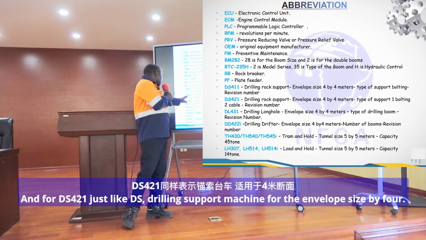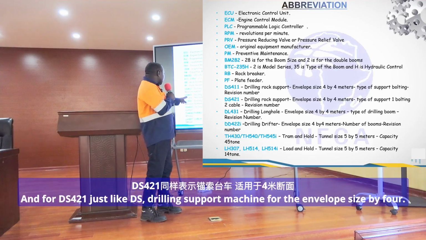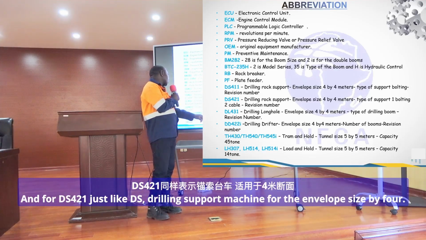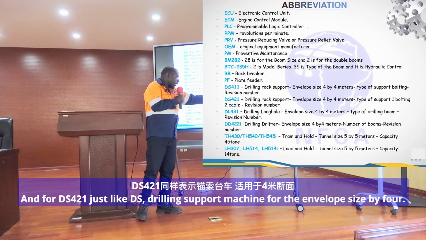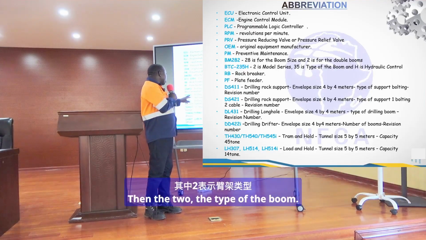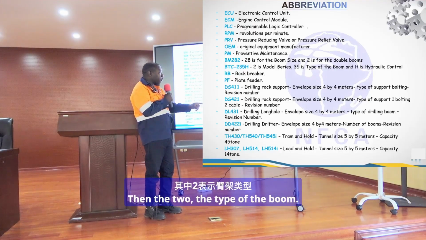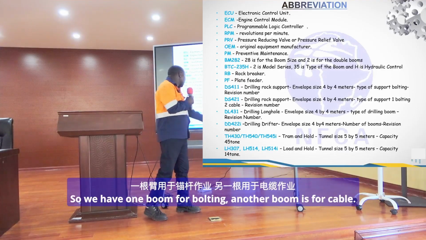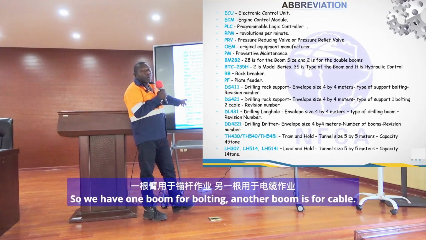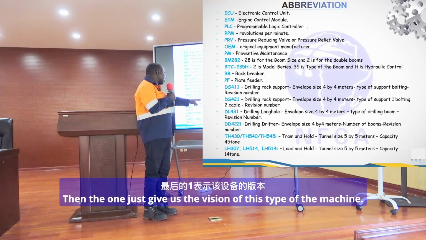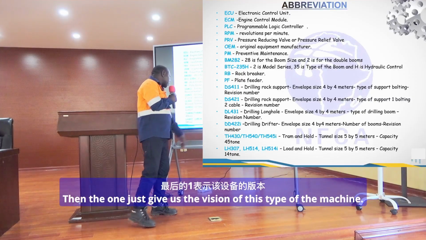Then for DS421, just like DS, drilling support machine, 4 the envelope size, by 4. Then the 2, the type of the boom. So we have one boom for bolting, another boom is for cable. Then the 1 just gives us the revision of this type of machine.